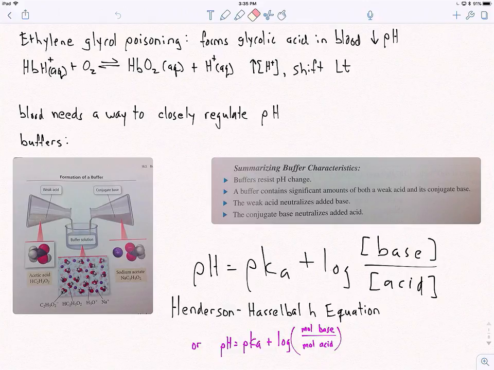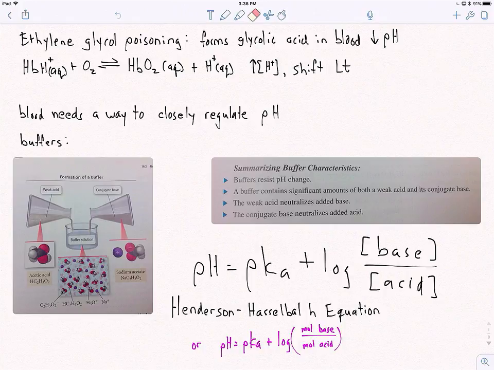One of the cures for ethylene glycol poisoning is alcohol. Another one is methanol poisoning, and another cure for that is ingestion of alcohol. With ethylene glycol poisoning, what happens is that our body oxidizes it and it forms glycolic acid, which causes your blood pH to drop, and then people die from that.